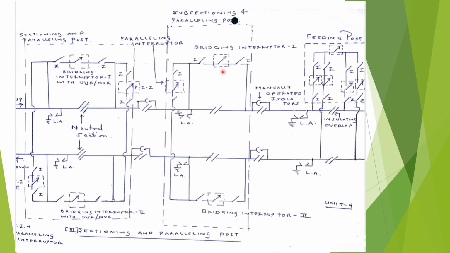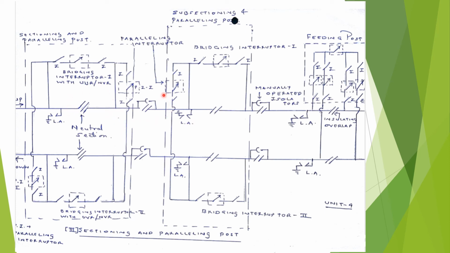So the significance of the bridging interrupter, as the name suggests, is that it bridges the two adjacent sections, the section on the right hand side of the neutral section and the section on the left hand side of the neutral section. Bridging of the two adjacent sections is necessary when the supply in one section is healthy and the supply on the other side is not healthy. In that condition you can put these bridging interrupters on, and you can bridge the two adjacent sections.